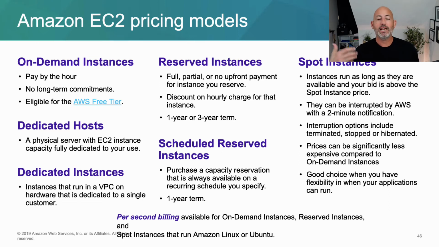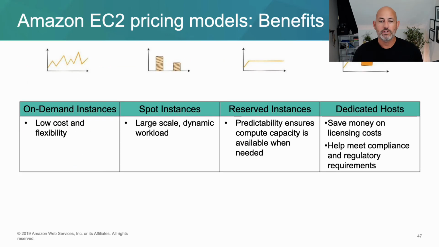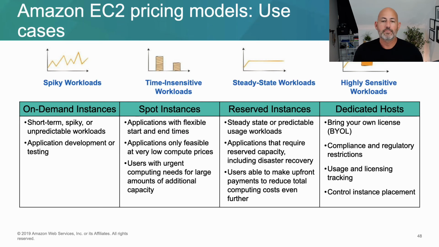And then the next one would be things like reserved instances. So you can save a lot of money if you know what your capacity is going to be. You reserve these instances for 1 or 3 years. For the pricing models, you've got on-demand, which is low cost and flexibility. Spot would be things like clusters and dynamic workloads. Reserved would be predictability; you already know what you're going to spend. Dedicated host could save money on things like licensing cost.